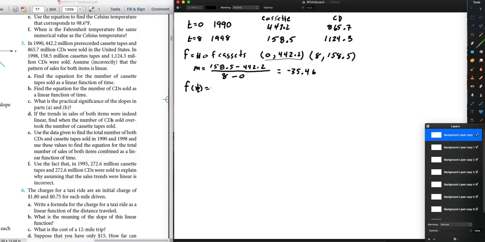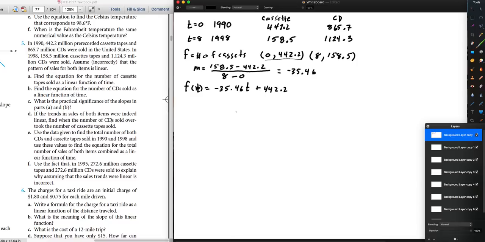Sorry, this isn't like the chalkboard. I can't just erase it easily. So f of t is going to be m times t plus b. So the slope, negative 35.46, times t plus the y-intercept, which is what happens when t is 0. So that's 442.2. So there's our first equation.